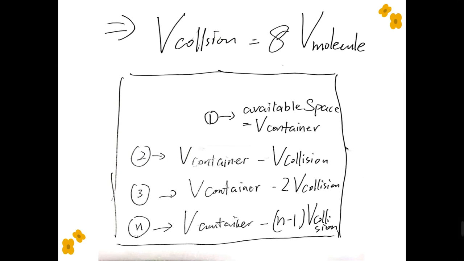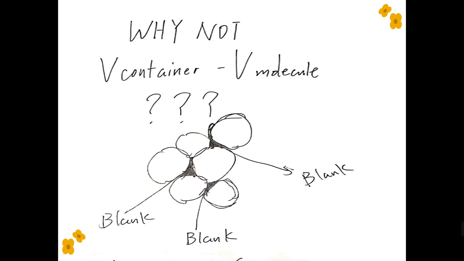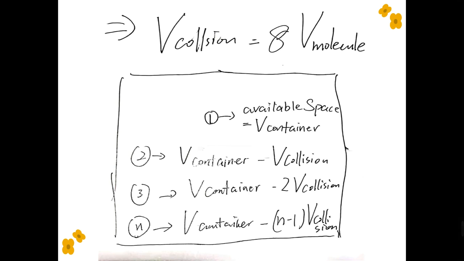You may be confused about this. Why not V container minus V molecule? So this is a diagram from geometric structures of the circles and the spheres. You can see that when many circles are close together, there are many blanks among them. These blanks I draw in the black color. These blanks take up the container space, but they cannot be used as the circles' available space, because gas molecules are not fixed.